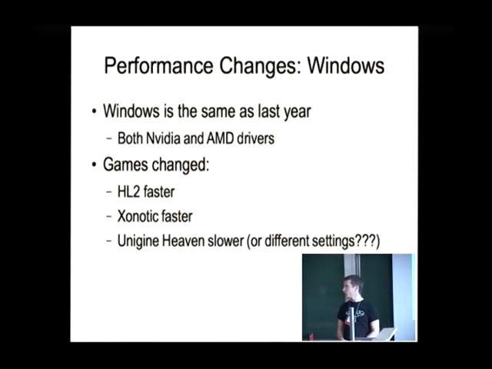So on Windows, Half-Life 2 is faster compared to last year for whatever reason. I don't know. I cannot look into either Half-Life or Windows to find out what's changed. Xonotic is faster. I guess they improved their code over time. And the Unigine Heaven benchmark is slower, but it's also possible that I ran it at lower settings last year, but unfortunately I didn't write down every little detail. So I don't know for sure, but it's about 30% slower compared to the Windows results I got last year.